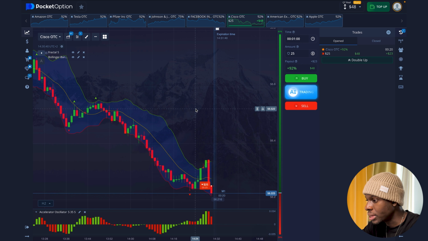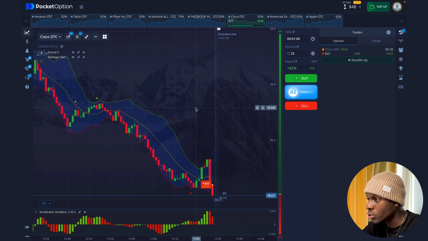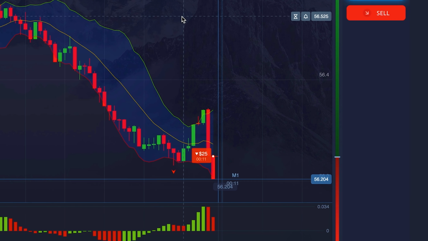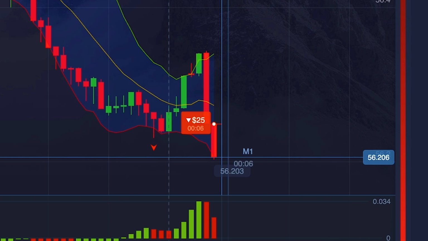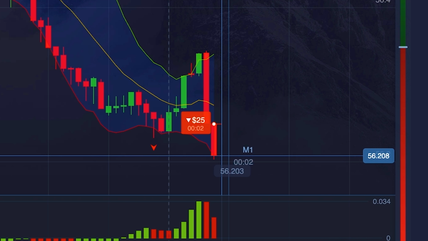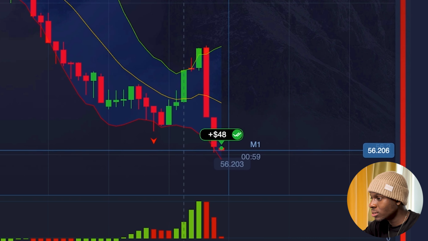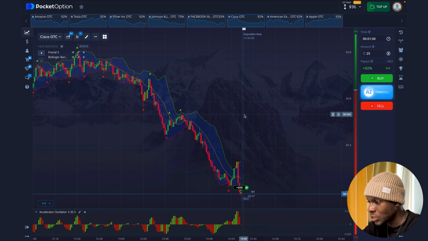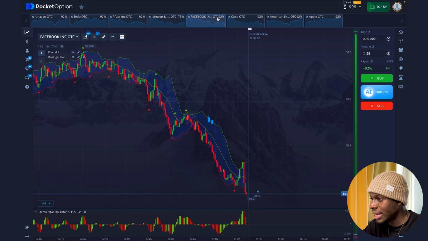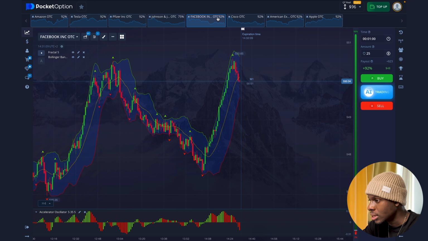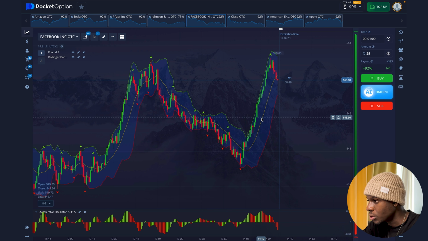Let's see how this one plays out, guys. So far looking so good. We should end this one on a decent result as well. Sweet, guys. Okay, so the second trade looking good as well. Perfect. I hope you guys understand the entry logic. We try to enter right at the touch of the bands. Let's get the next trade going.